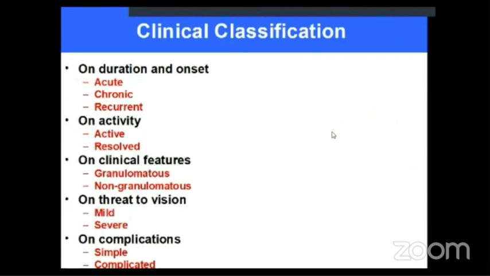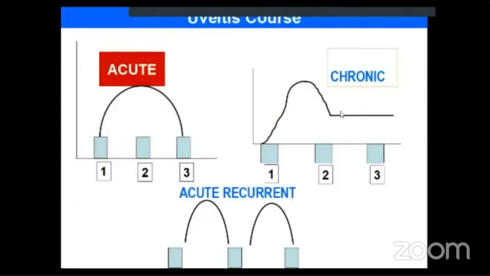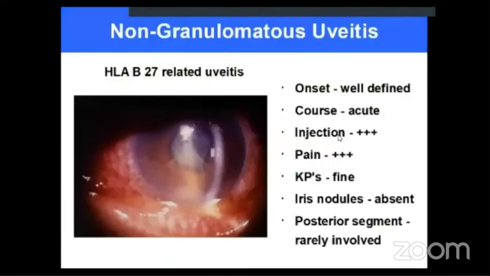So the clinical classification of uveitis should have the duration and onset, that is acute, chronic, recurrent. Is it active or resolved? Is it a granulomatous or non-granulomatous entity? Is it mild or severe entity? Or is it a simple or complicated entity? You should remember the course: acute, chronic, and acute recurrent.